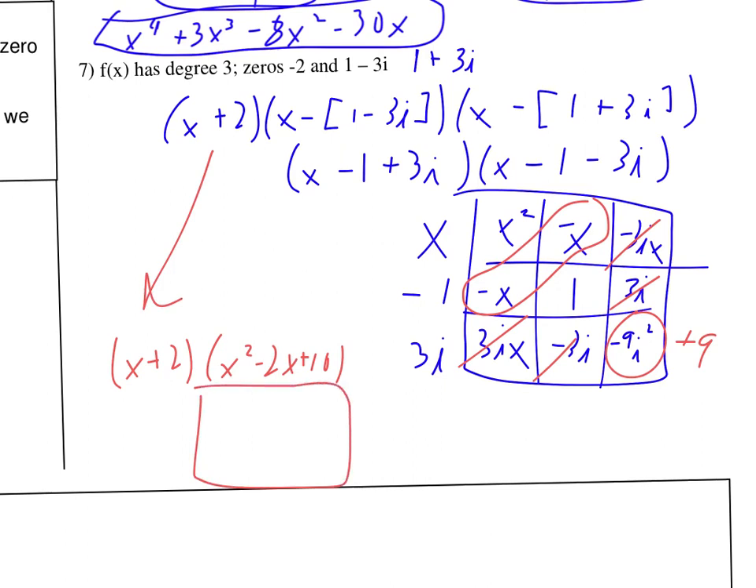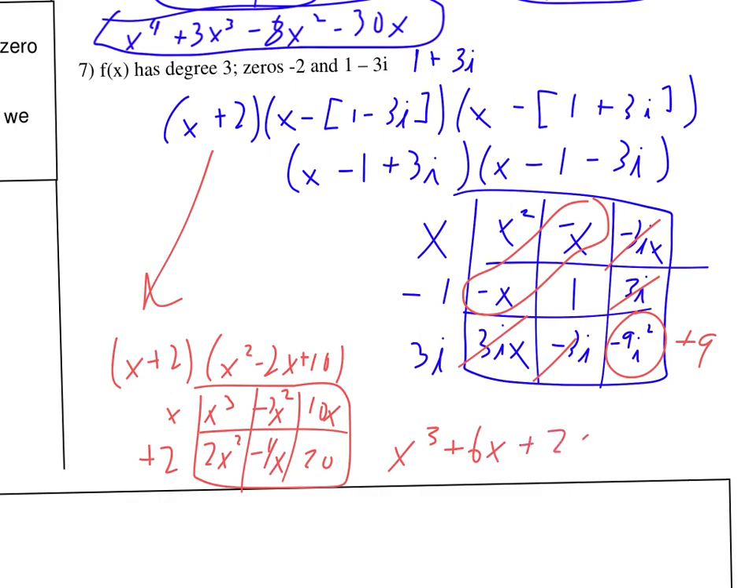Multiply those together. 2x squared, and then -4x, 10x, and then 20. So we get x to the 3rd. My x squareds actually cancel out. I get plus 6x plus 20. There we go.